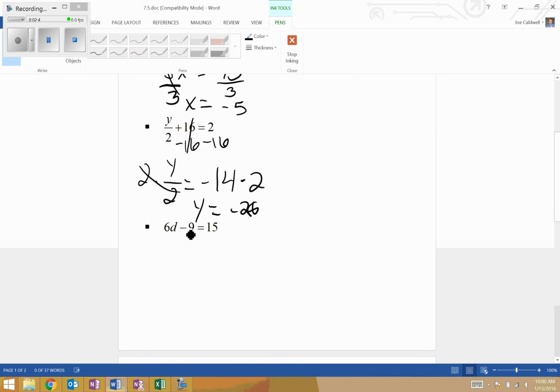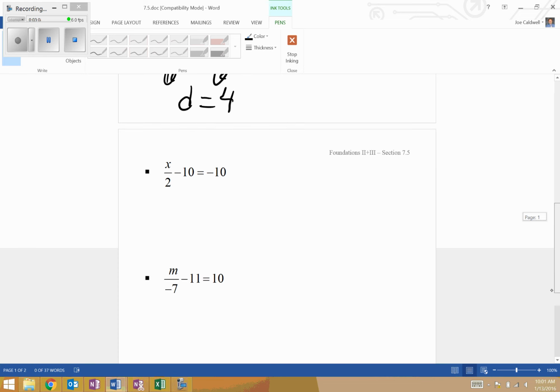Same thing here. Since we're subtracting now, I'm going to deal with that first. Add 9, and you're left with 6d equals 24. Divide both sides by 6, dealing with the multiplication, do the inverse of that, and you're left with d equals 4.